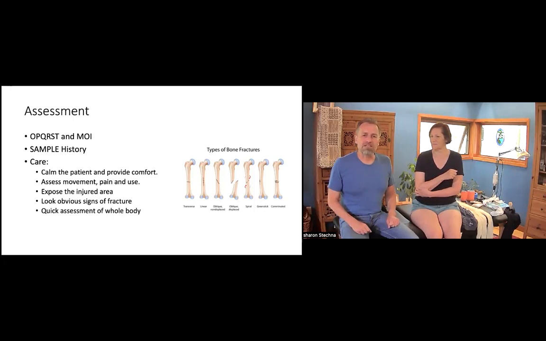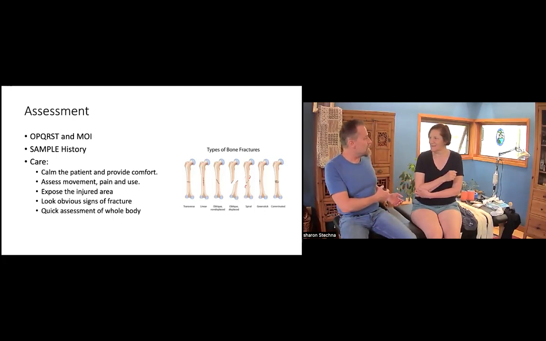Remember, the O first is onset. Here's a terrible way to start your history. What is the onset of this injury? What does it mean? So instead, you're going to ask a question like, wow, okay, so you were falling on the rocks and you smacked your elbow, I guess, right into the rocks? Right into the rocks. Oh, man, that sounds like it hurts.